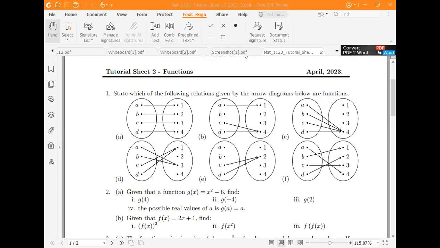So we have the first one here. State which of the following relations given by the arrow diagrams below are functions. As we identify which ones are functions, we'll be able to know what functions are.